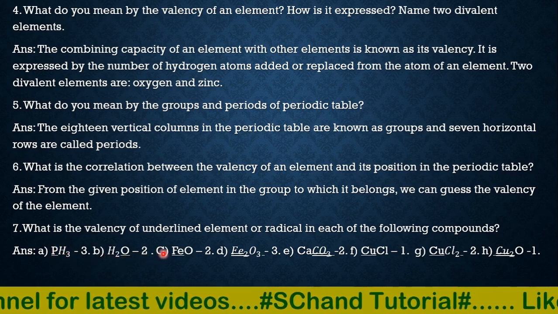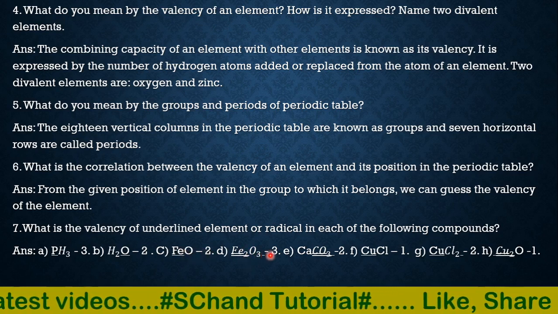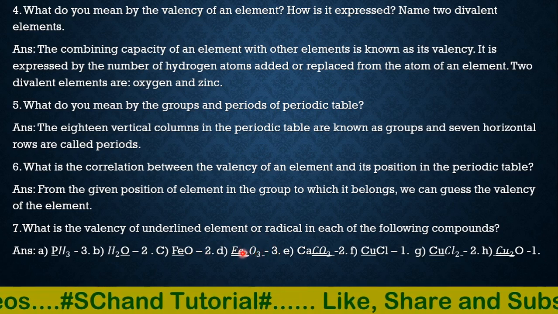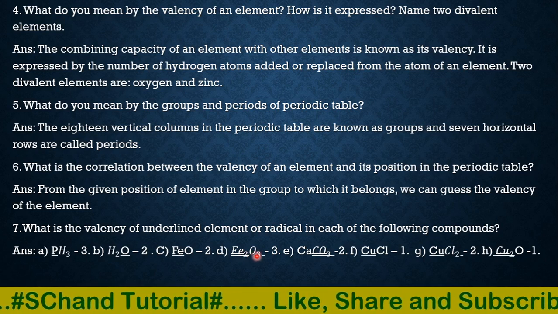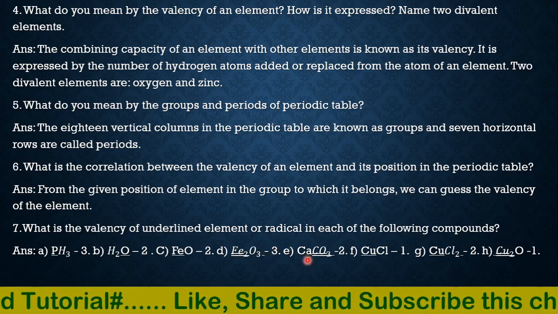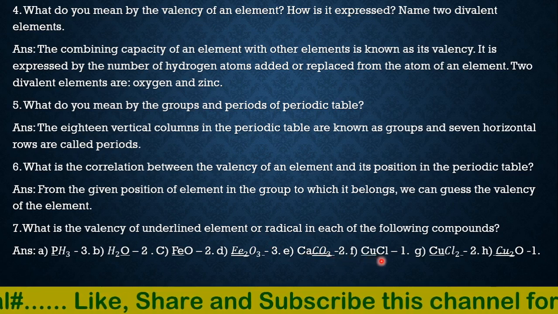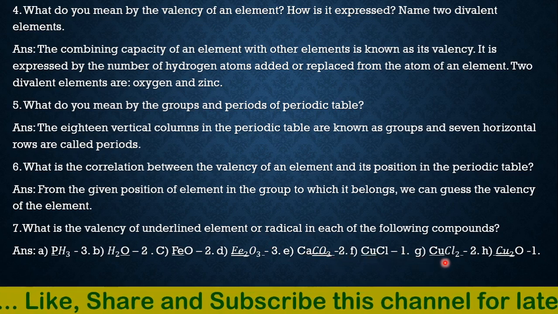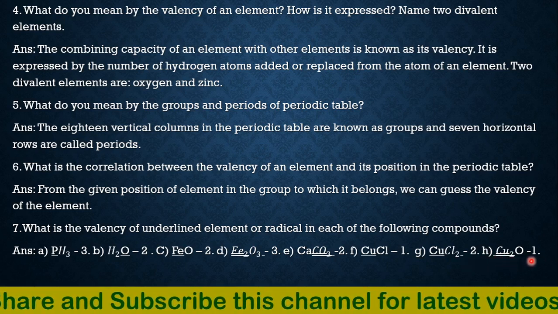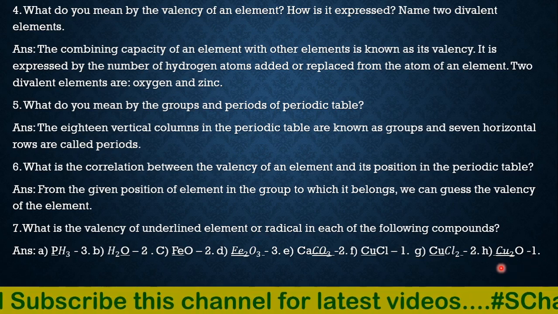Oxygen is having 2, iron is having 2 here, and in this case iron is having 3, because these valencies are interchanged. This valency of 2 is the valency of oxygen and 3 is the valency of iron here. These are transposed. And CO3 is having 2, copper is having 1, copper is having 2 here, Cl2, and copper is having 1. So these are the short answers.